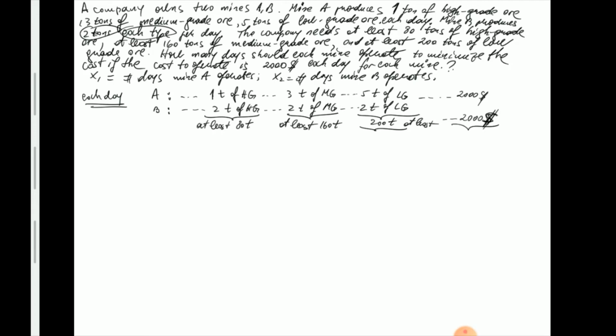So we obviously need to minimize that part, the cost. All right, so take a moment to write the constraints and then check with me.